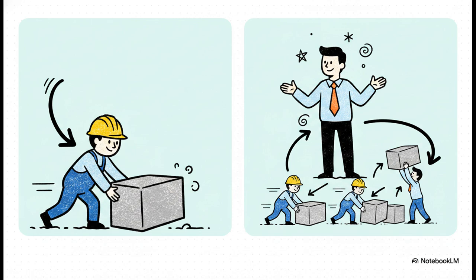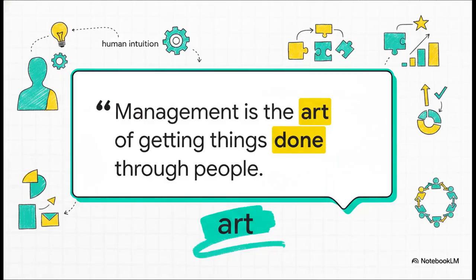But a manager? A manager is an individual who achieves goals through the efforts of other people. Their success is no longer tied to their own direct output, but rather to their ability to facilitate the output of their team. It's a total game changer. Which brings us to this punchy, classic quote from management pioneer Mary Parker Follett. She called management the art of getting things done through people. I just love that. It perfectly anchors our understanding of what management truly is at its core.